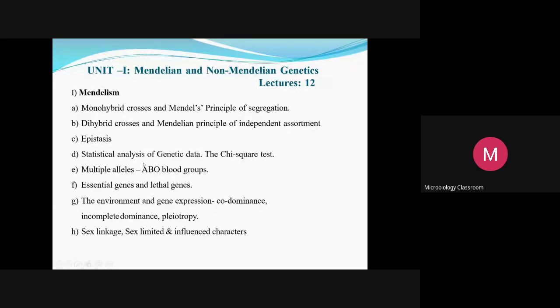Statistical analysis of the genetic data, chi-square test is there. Then about the multiple alleles, ABO blood group system is there. Then essential genes and lethal genes.